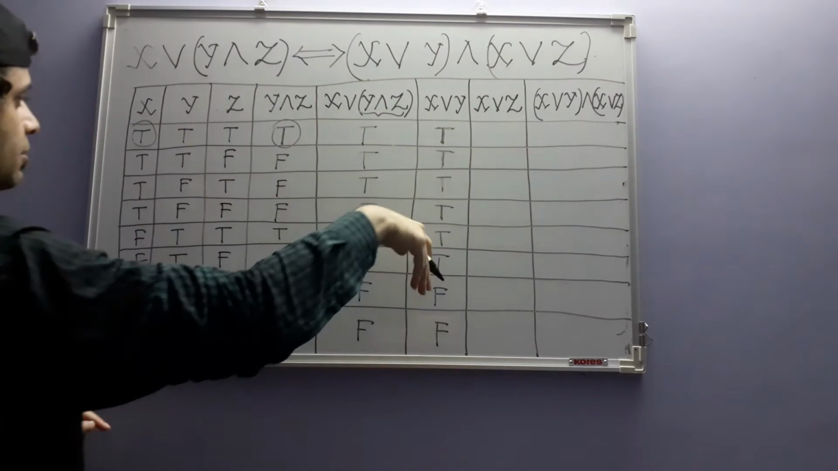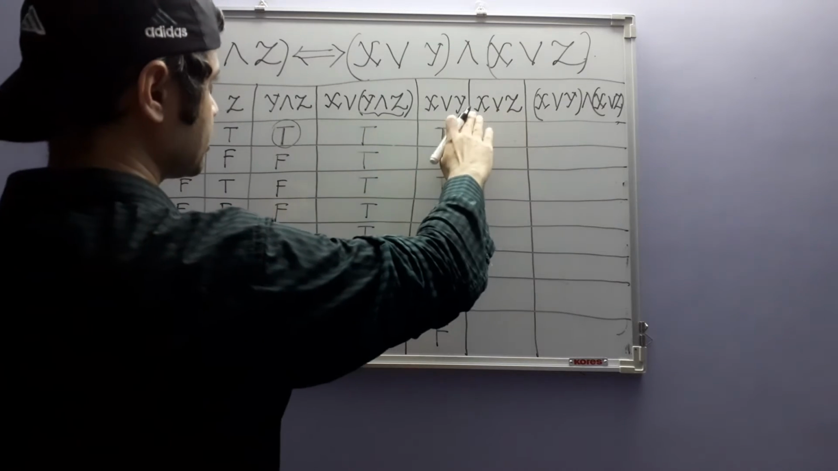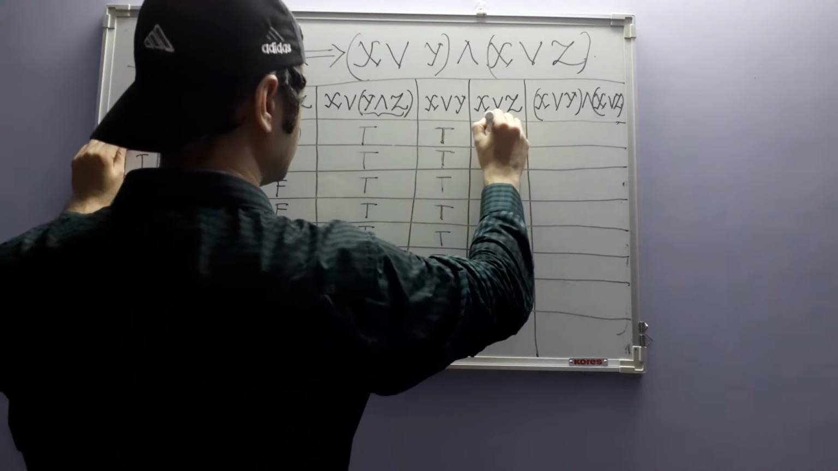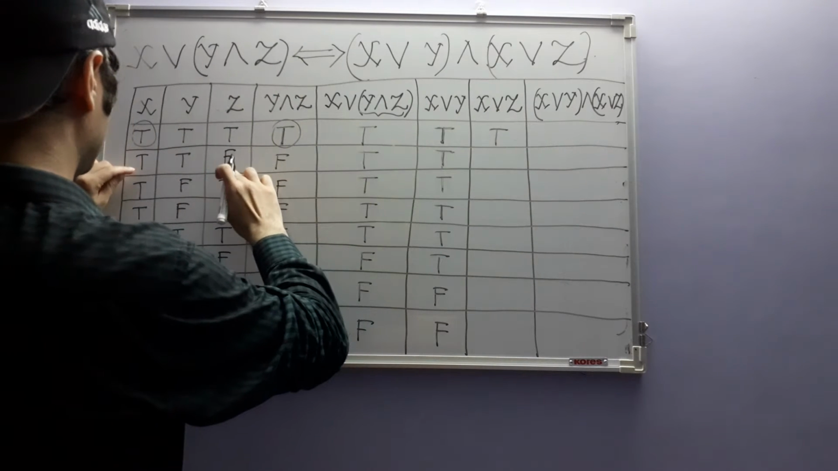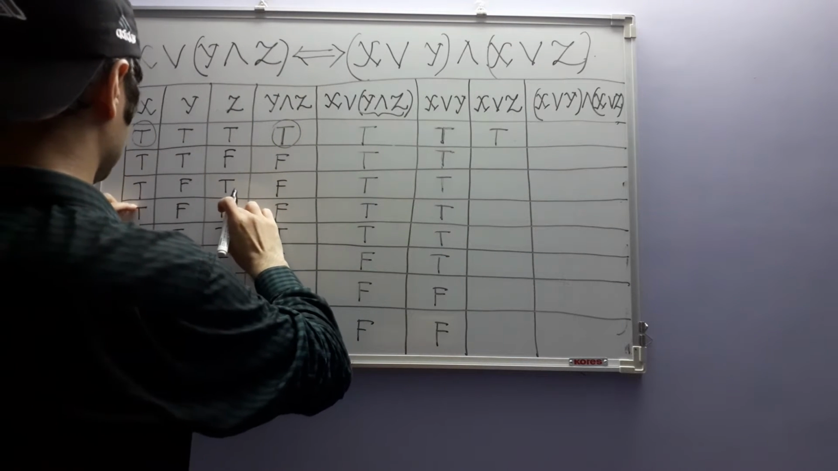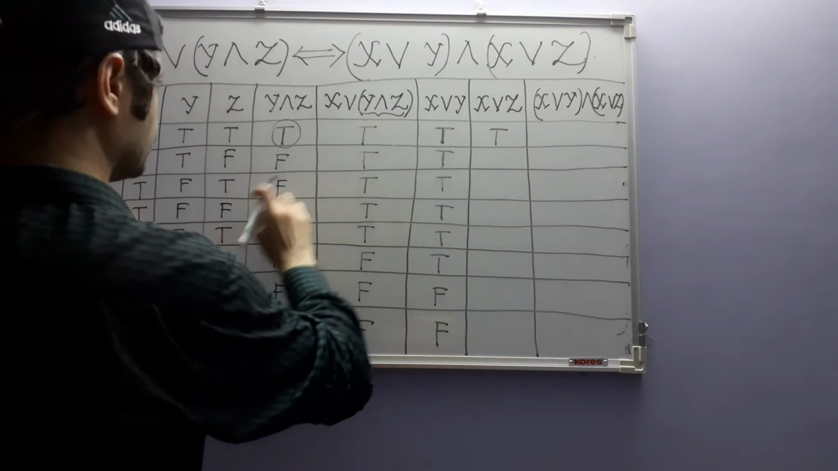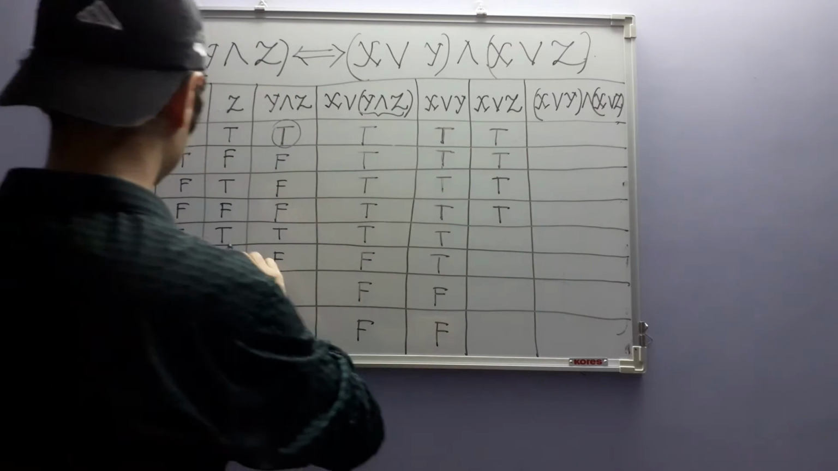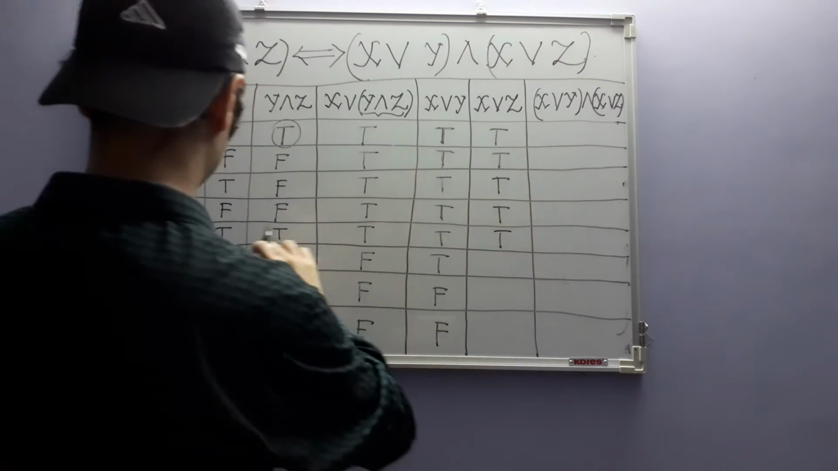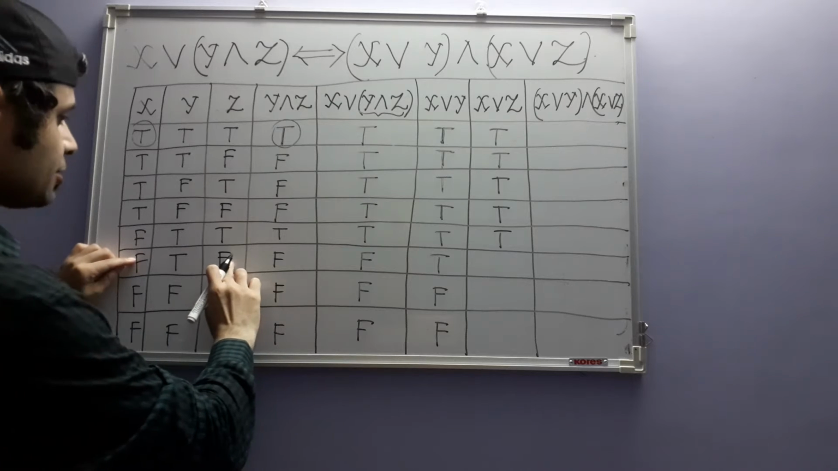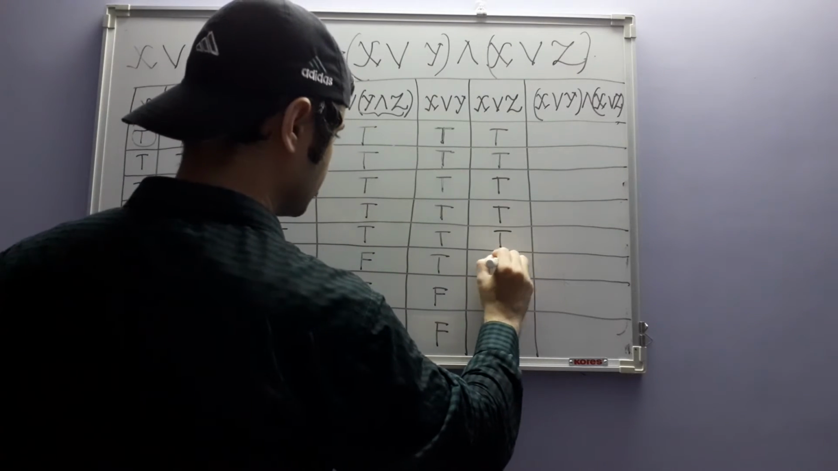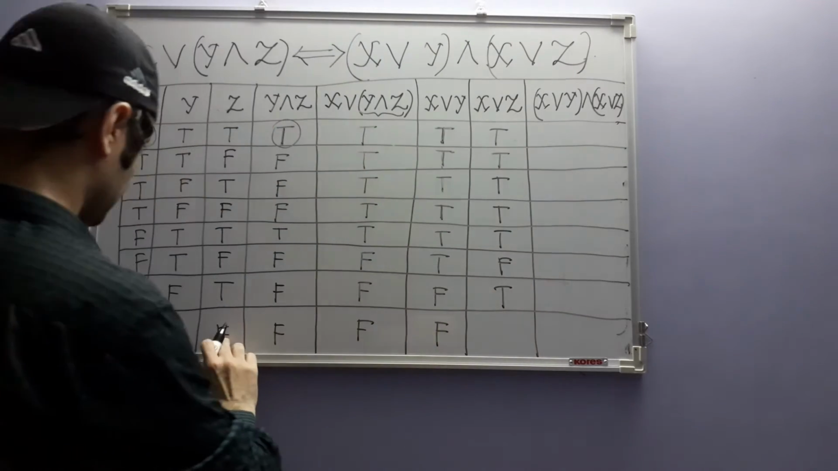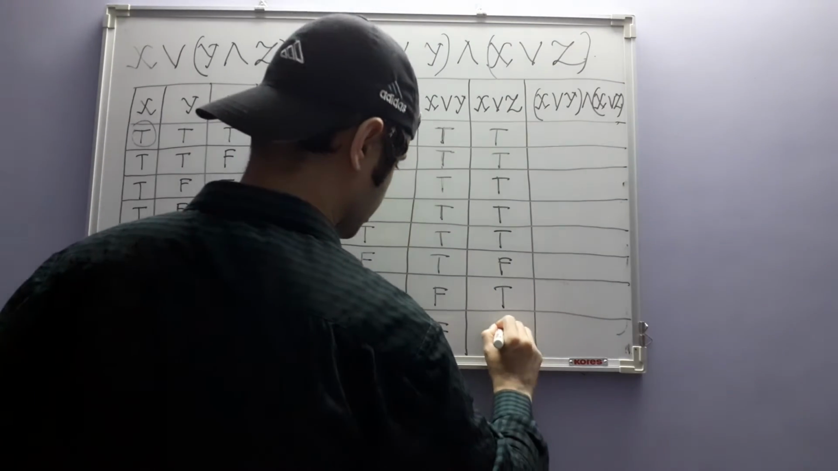Similarly, if we look at this disjunction x or z, we get true, true, false, true, true, true, false, false, true. So these four will be true. Now false, false is false. False, true, true. And false, false, false.